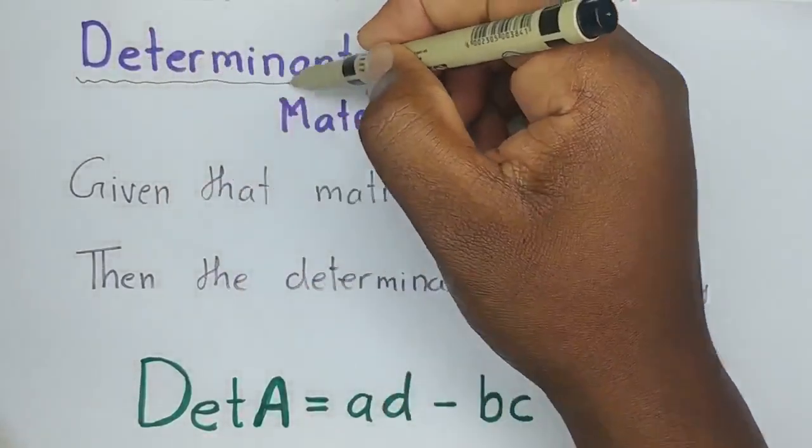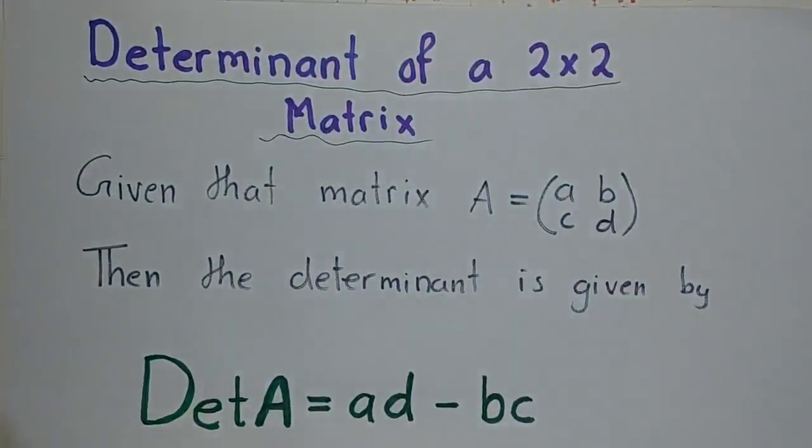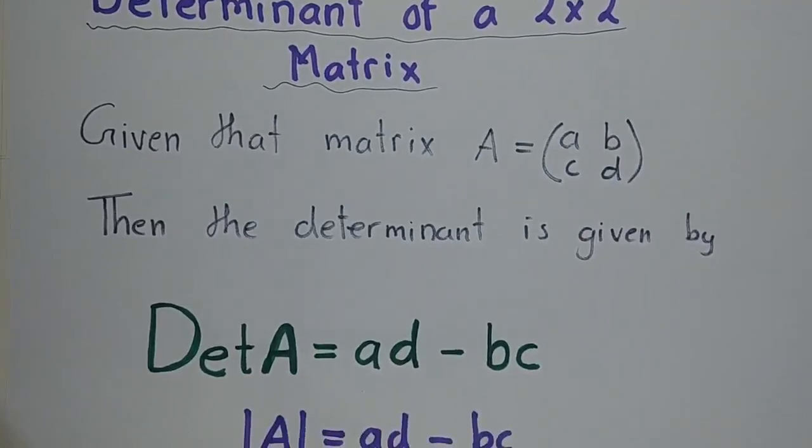So determinants are usually found for matrices which are maybe 2 by 2 or 3 by 3, 4 by 4. These are known as square matrices. So to find the determinant of a 2 by 2 matrix, one thing you need to know is that you have to multiply the major diagonal minus the minor diagonal. So I'm going to show you what we mean by these diagonals and how we can compute the determinant.